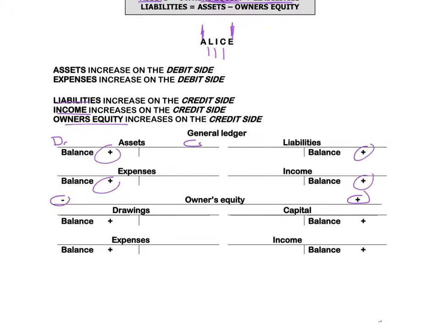These 4 different types of accounts will affect owner's equity. Any of these accounts on the credit side will increase equity. Any of these 4 accounts on the debit side will decrease equity. So if the owner provides capital for the business, the capital will increase on the credit side, and the business will owe him more money, so his owner's equity will increase.